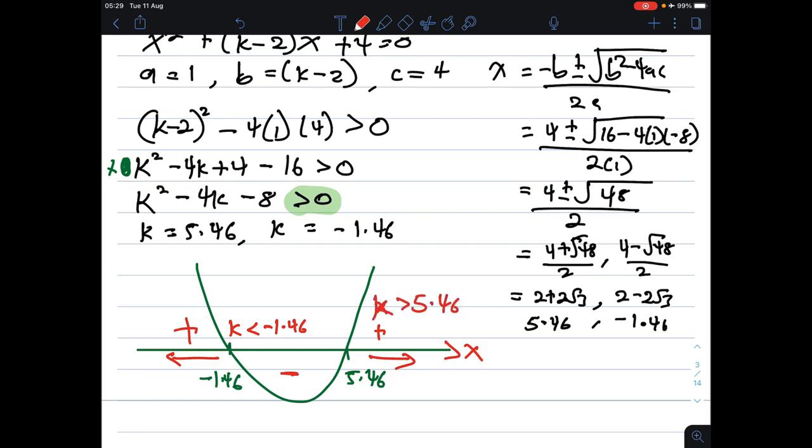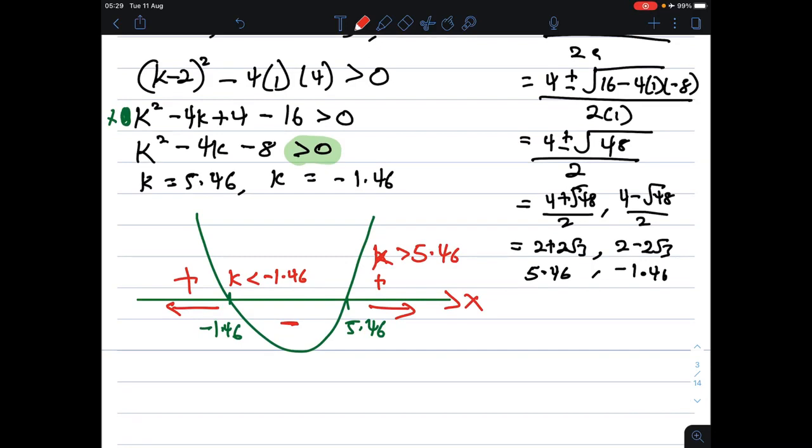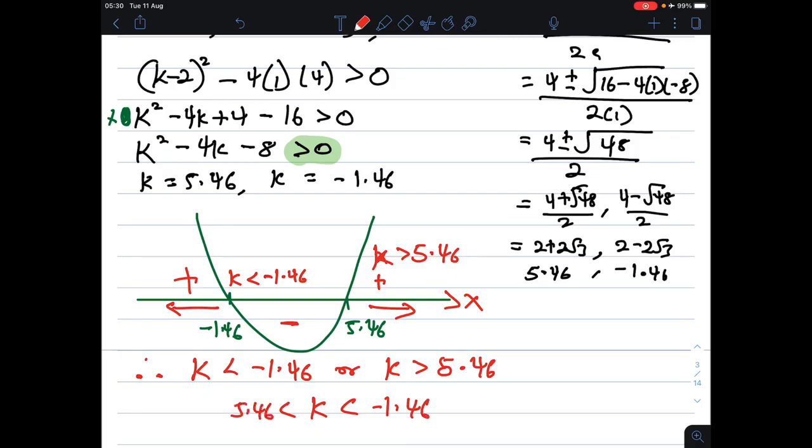Now, how do we combine these two? Well, so you can say that, therefore, k should be less than -1.46, or k should be greater than this, right? Okay, so you are good to go. But sometimes you can combine the two and say, well, k should be less than negative 1.46, but k should be greater than 5.46. That is, if you want to write it this way, that's also fine.